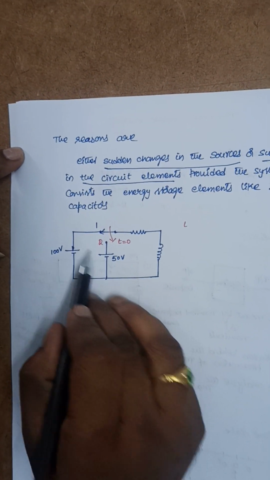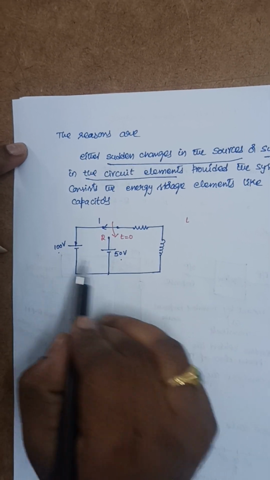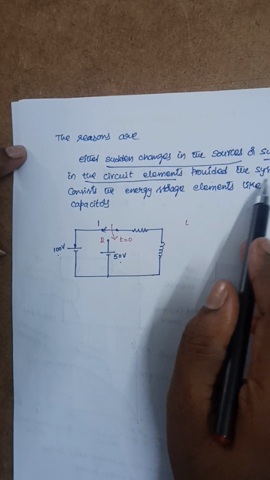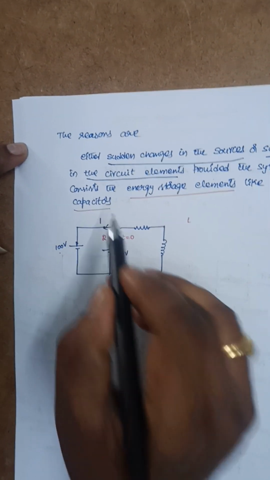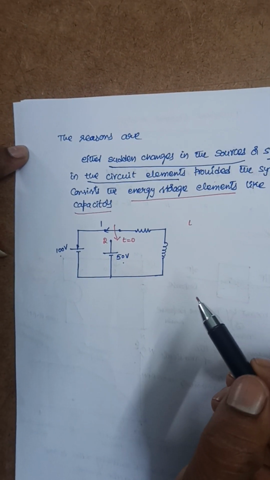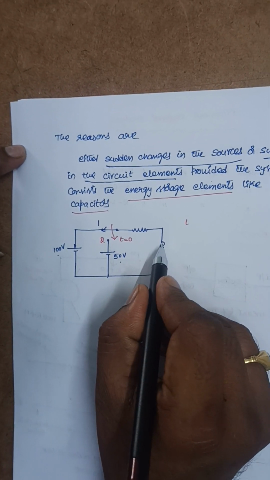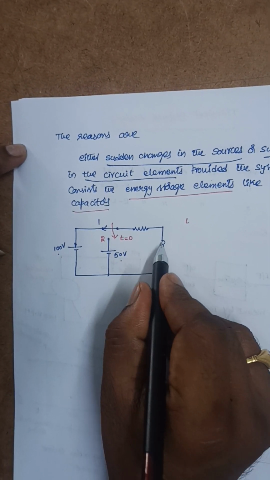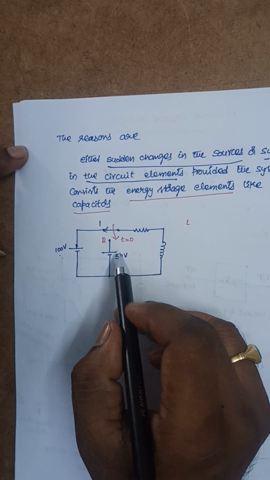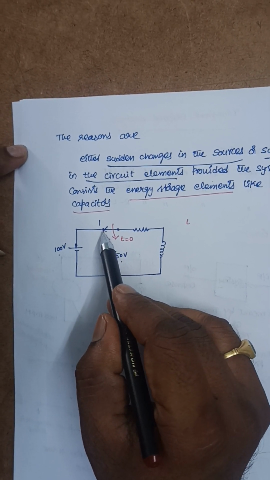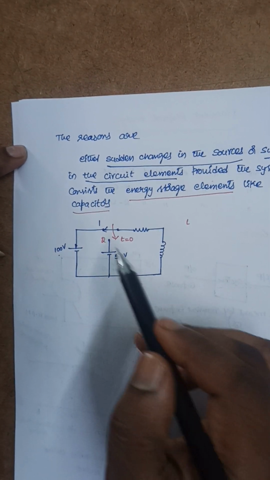That means there is a change in source voltage suddenly from 100 volts to 50 volts, provided the system consists of energy storage elements like an inductor or capacitor. Here the inductor is present, so the transients will exist. If there is no inductor, that means if it has only resistors, then there will not be any transients even if you shift this switch from position 1 to position 2. So that is what we need to understand here.